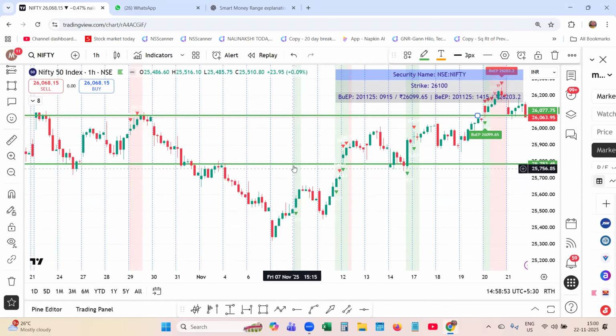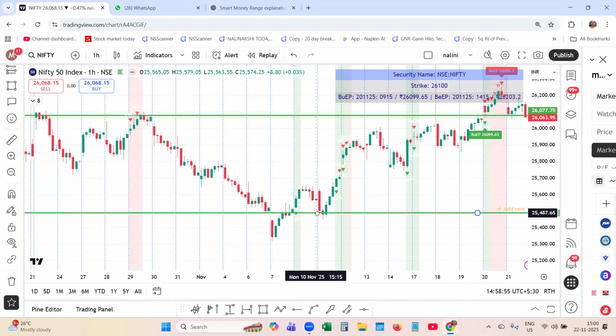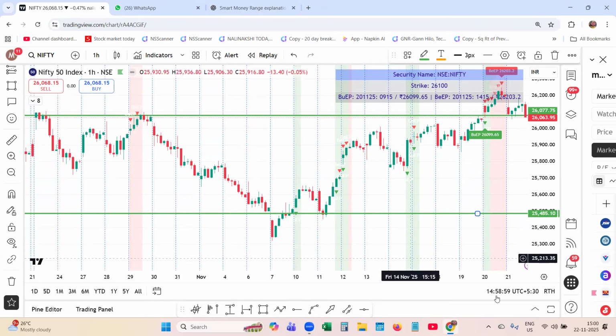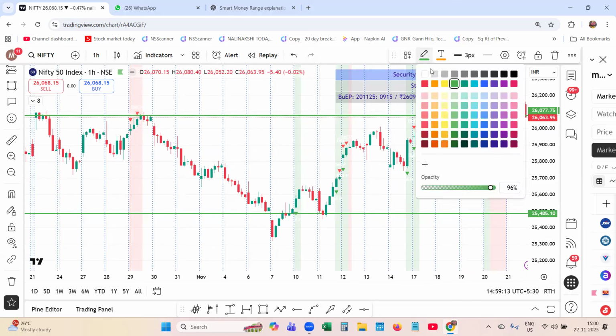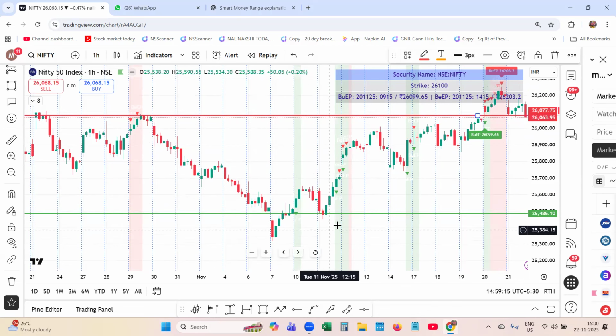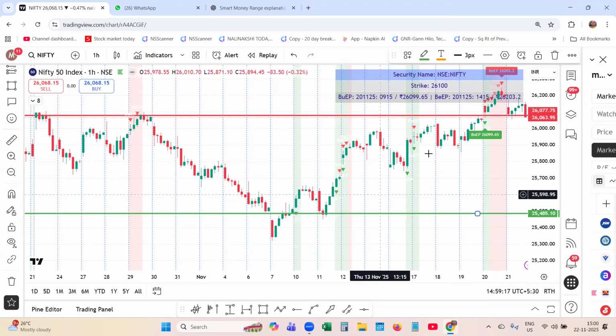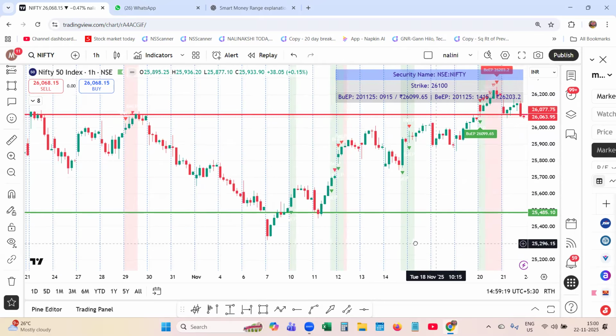Then if you come back, a bullish EP has been reflected here on the 10th of this month. That is the call option. For the bullish, and this is the bearish EP. Let the bearish be red color, because you will get confused. For the bullish EP, green color.